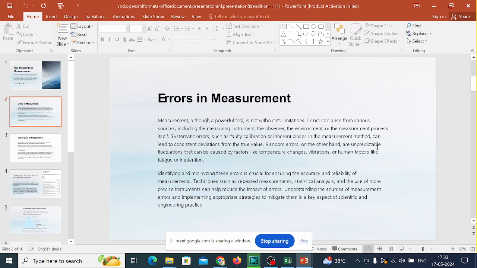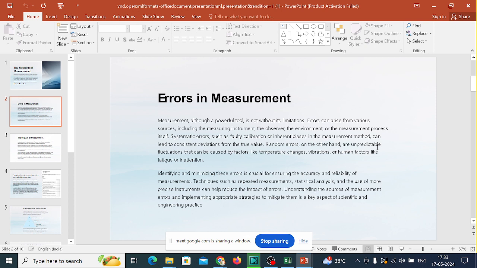Okay, now the techniques, what are the techniques to minimize the measurement errors? The technique is repeated measurement. This one is very much important.